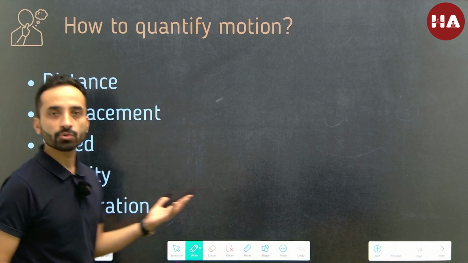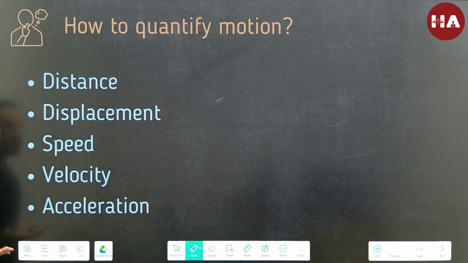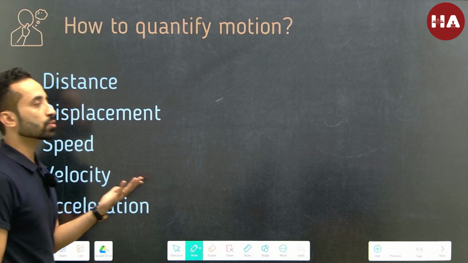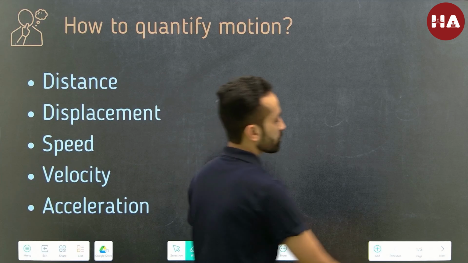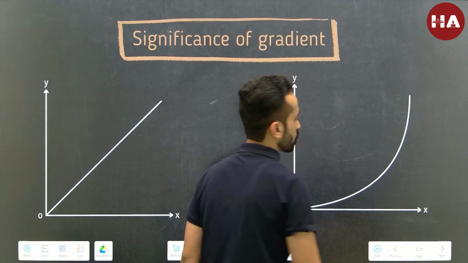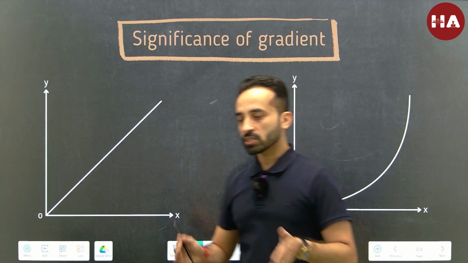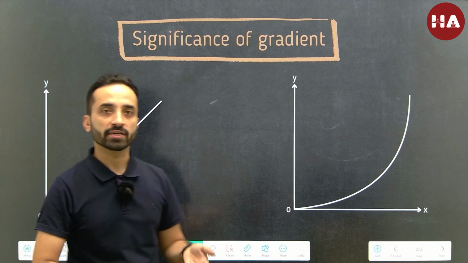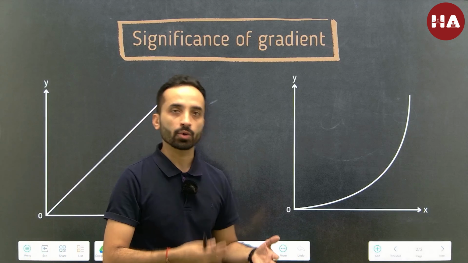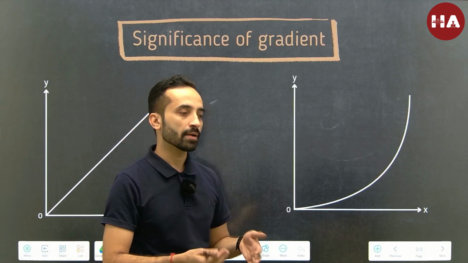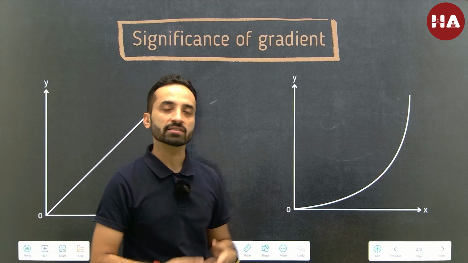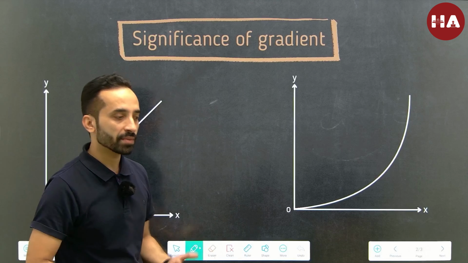You can just quickly write what we had done. So we were talking about quantifying motion, and then we can start with the concept of gradient. So first we are doing the math part of it. We want to understand how we are going to apply this in physics, but before that we should quickly revise what exactly gradient would mean.